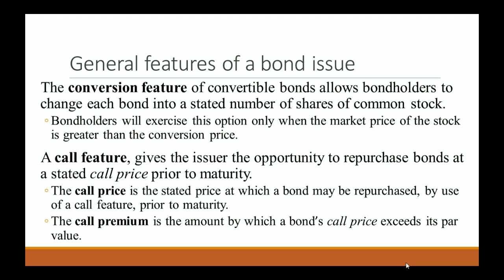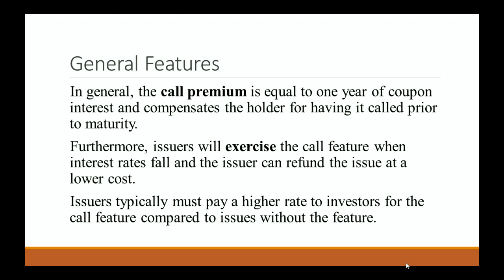And this is what we call the call premium. The call premium is the amount by which a bond's call price exceeds its par value. So the par value, remember, is the principal of the loan. So now, because they're choosing to repurchase this bond early, they're having to pay more than the principal of the loan, and that is the call premium. In general, the call premium is equal to 1 year of coupon interest payments. It compensates the holder for having it called prior to maturity, so it's compensating the bondholder.